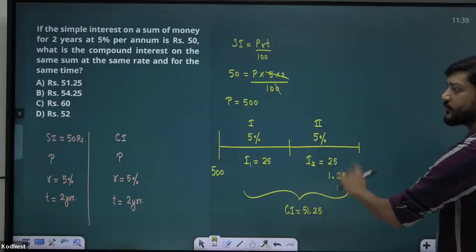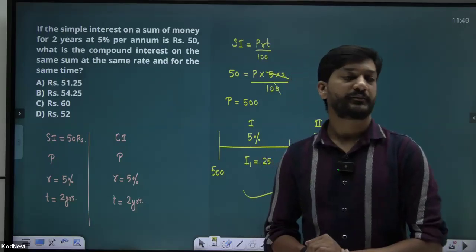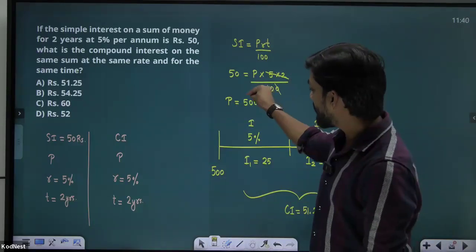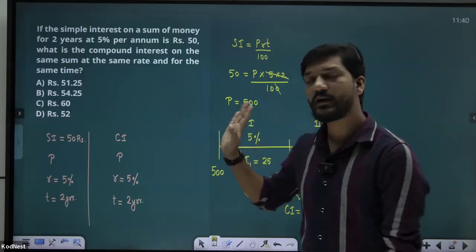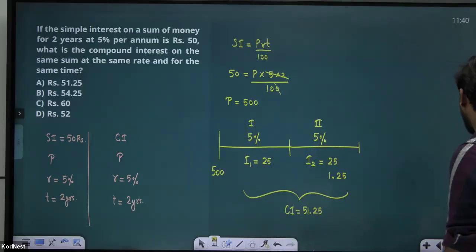Okay, this is the first way. My dear, without calculating the principal also, I can do this. I will tell you later. The second way, let me tell you now.